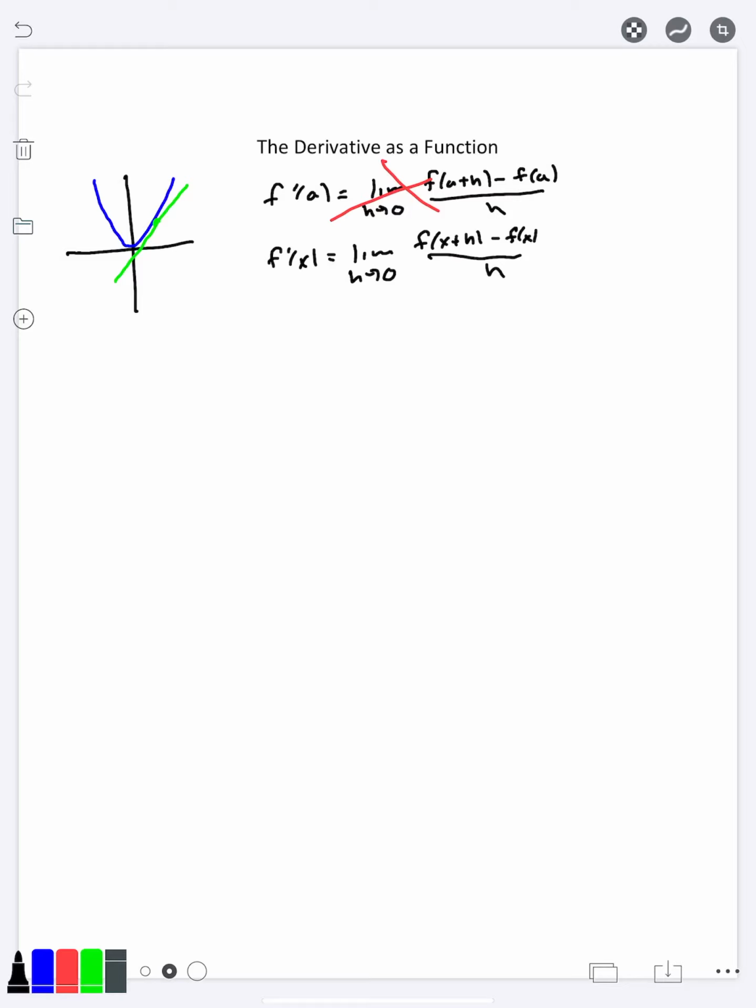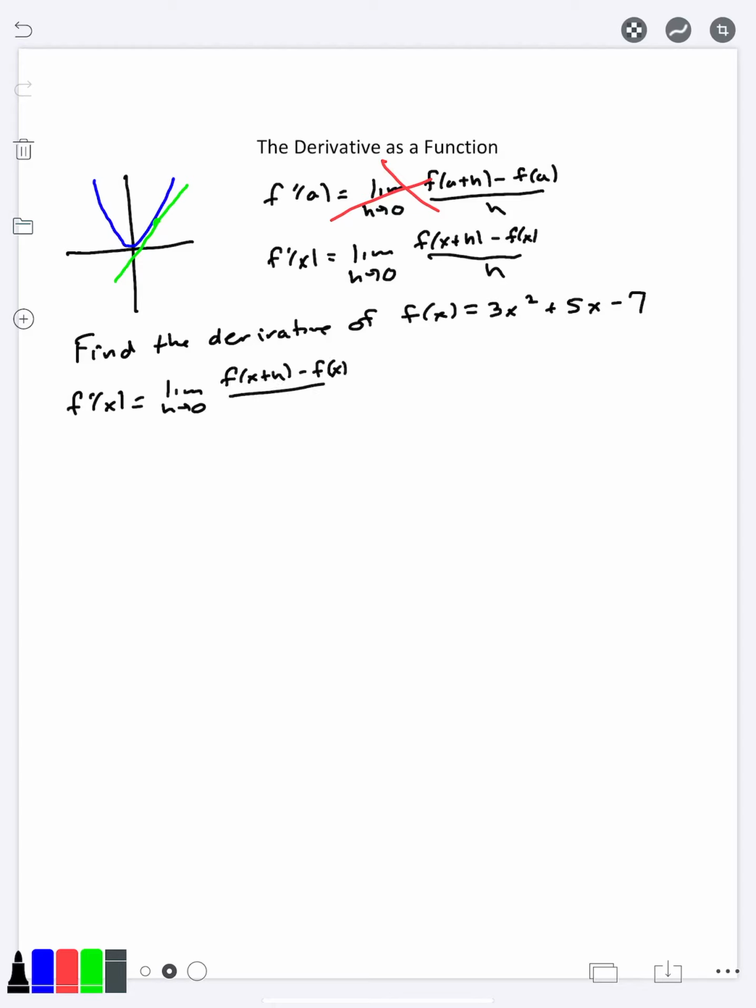Let's go ahead and give an example. We'll start with a little bit more complicated parabola. Let's say find the derivative of f of x equals 3x squared plus 5x minus 7. We're going to say f prime of x is the limit as h goes to 0 of f of x plus h minus f of x, over h.